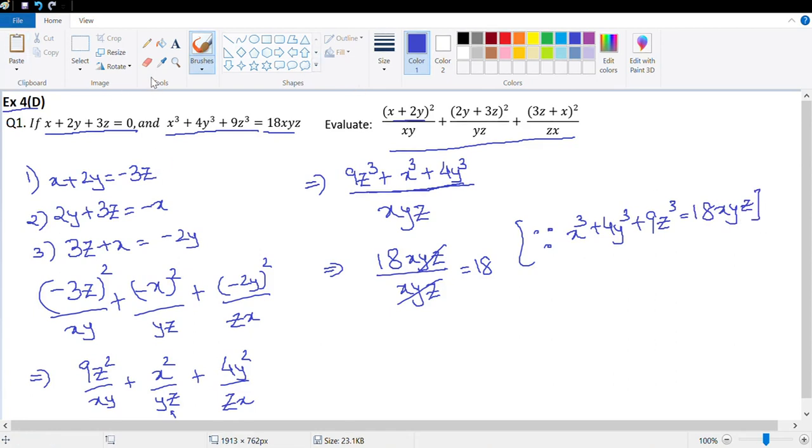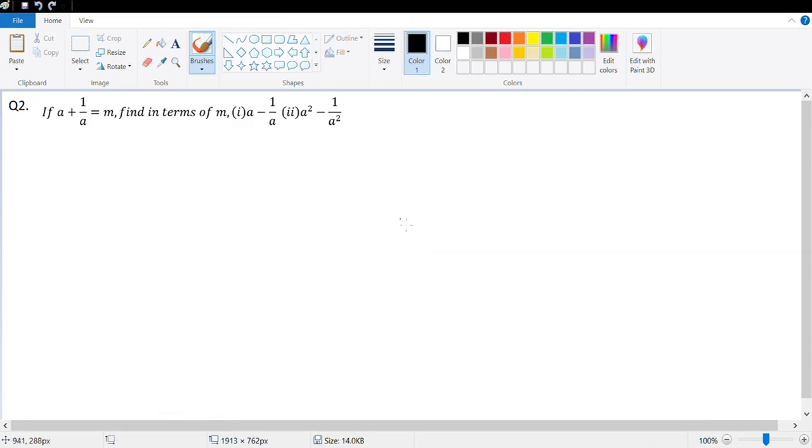No new concept, that's why I said let's go ahead and solve the questions directly. Question 2 says: if a plus 1 upon a is equal to m, find in terms of m a minus 1 upon a and a square minus 1 upon a square. So the relation between a plus 1 upon a and a minus 1 upon a that I know is a plus 1 upon a the whole square minus a minus 1 upon a the whole square is equal to 4. Yes, that's correct.